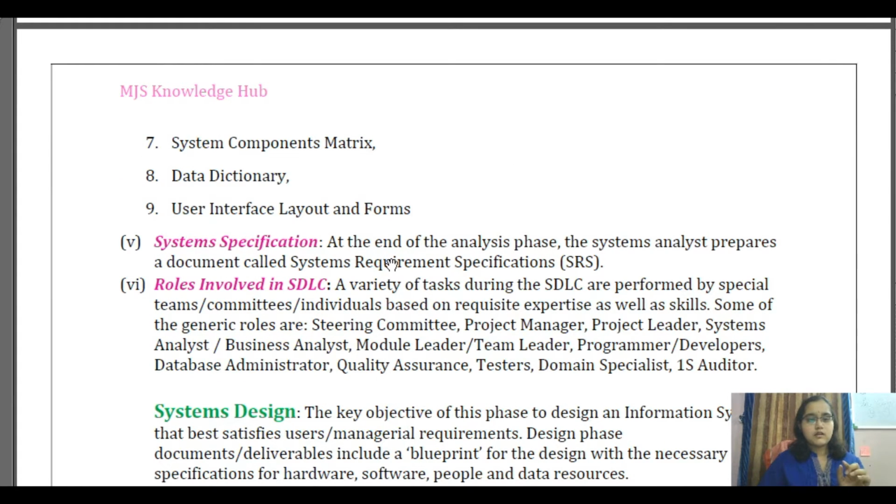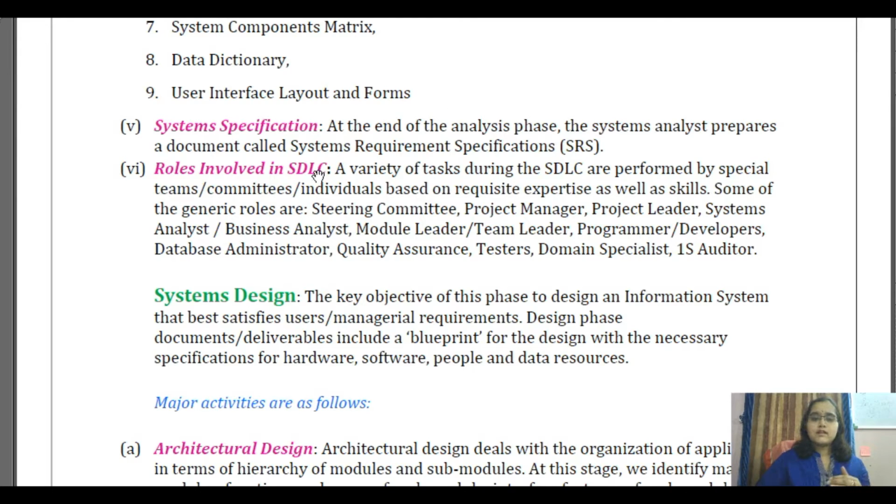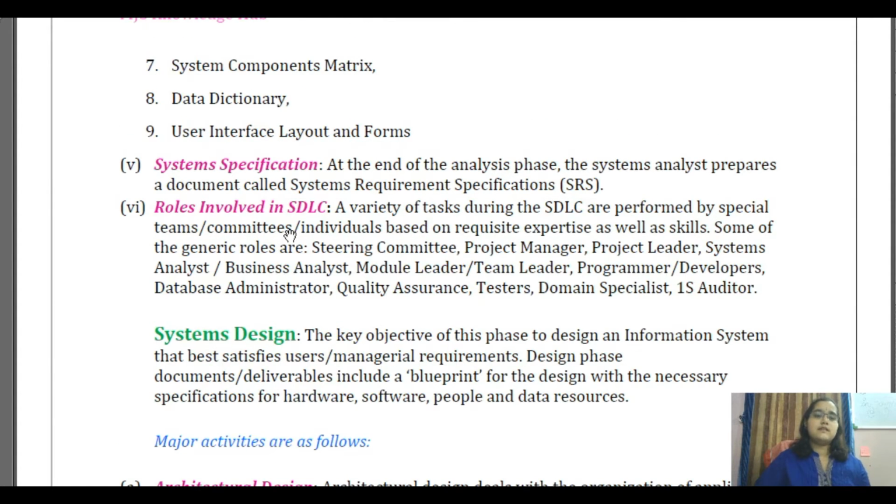Here there's one more part: what are the different roles involved in SDLC, means in the system development life cycle, what are the different kinds of people who will be interacting or who will be involved in the system development life cycle. There are several designations available. There will be different teams, committees and individuals for developing the system, like steering committee, project manager, project leader, system analyst, business analyst, team leader, developer, database administrator, then quality assurance, tester, and last, domain specialist and IS auditor. So these people play an important role in the system development life cycle.